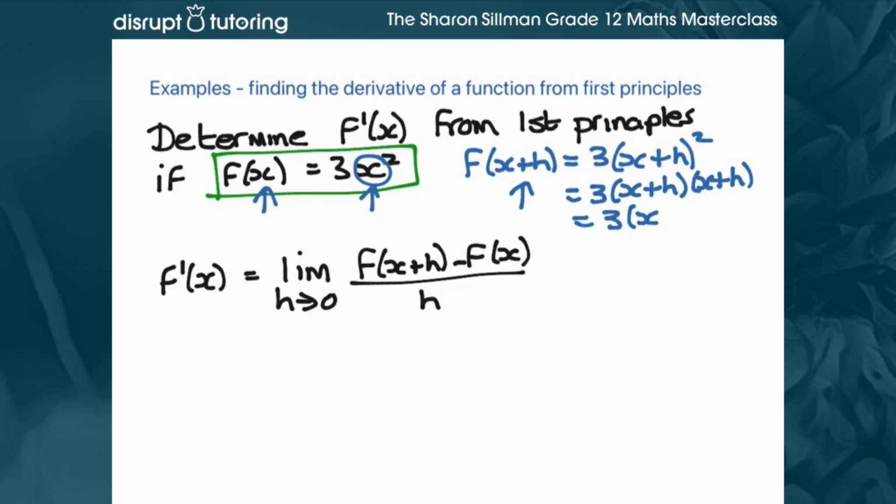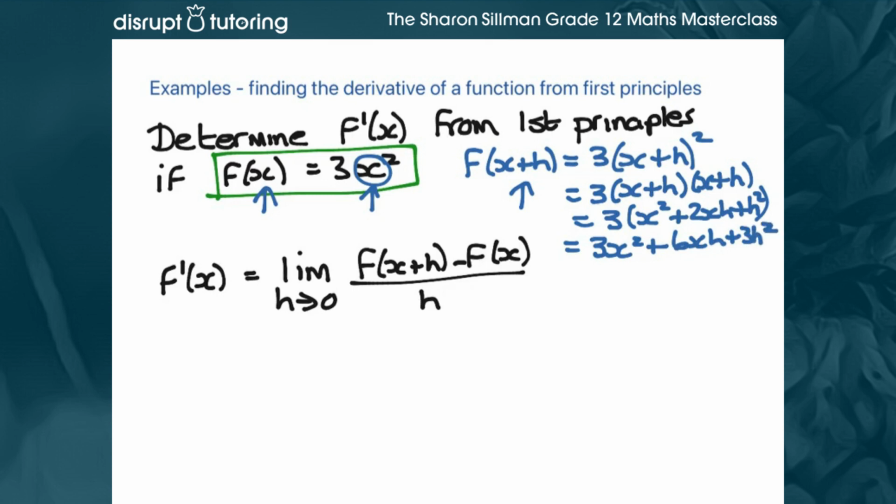FOIL, first and first gives us x squared. Outer gives us plus xh, inner plus xh, so collect them together and it's 2xh, and then the last h squared. Now multiply the 3 in, and now we have our simplified version of f of x plus h.